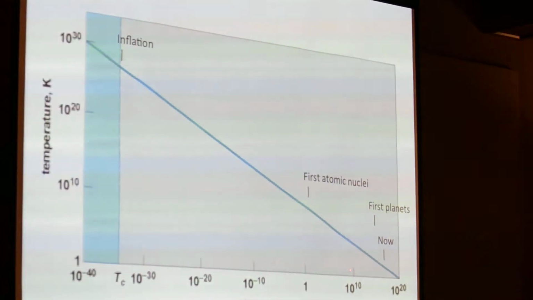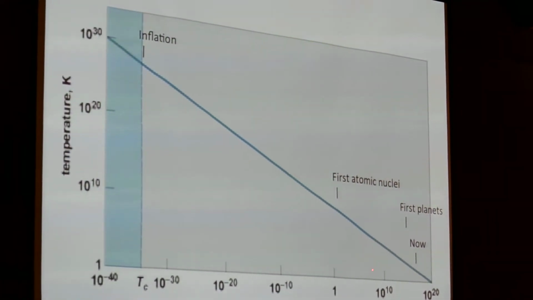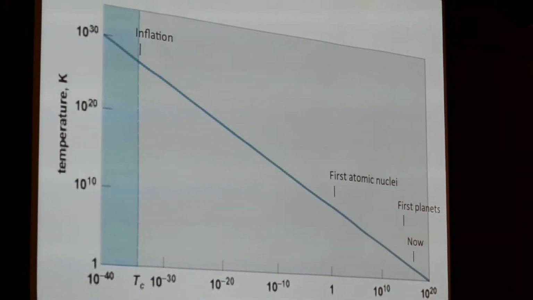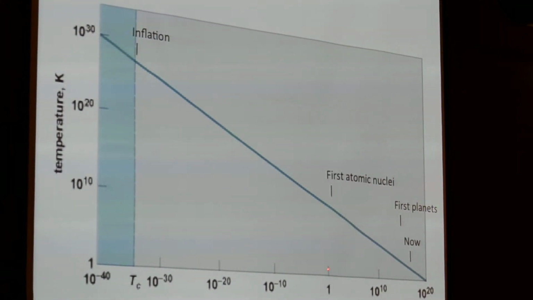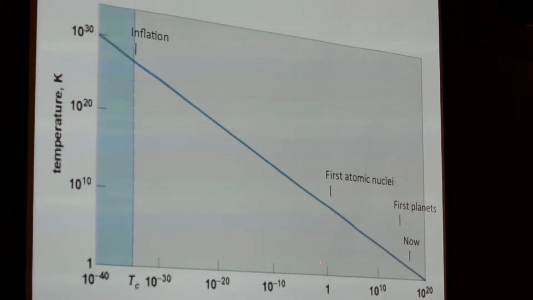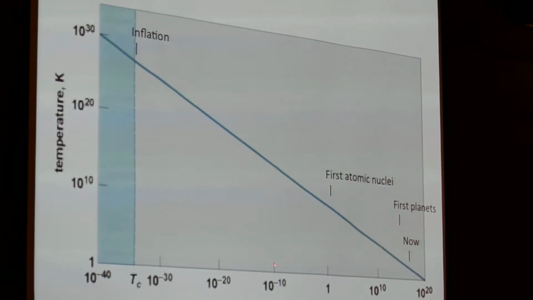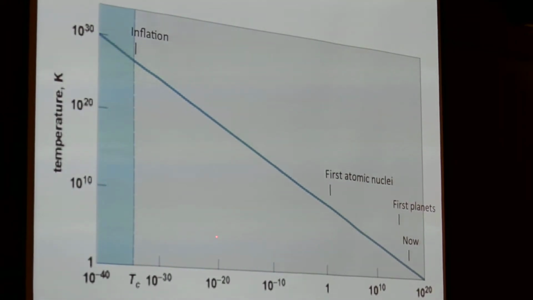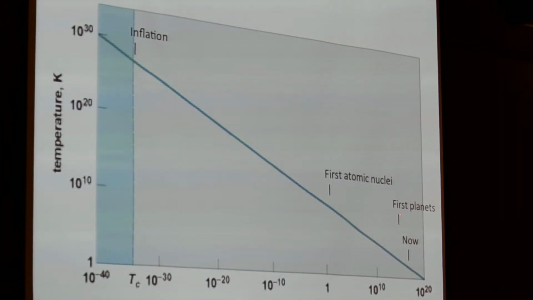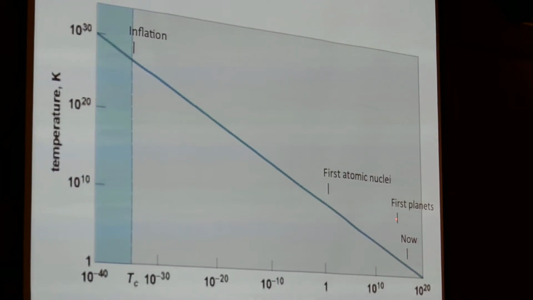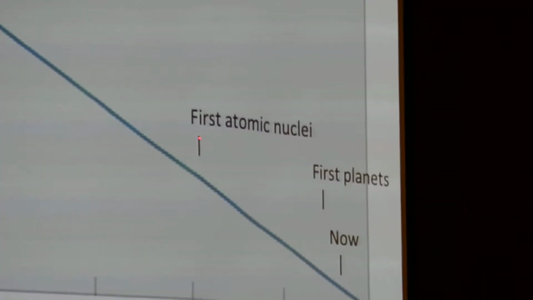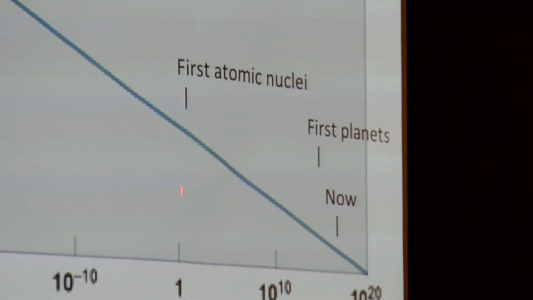This is 10 to the 10th seconds, or about 300 years. Each unit going this way is about 10 billion times a unit before it. Each unit here is 10 billion times smaller. Here we are now, about 14 billion years after the beginning. Here's when the first planets were formed. The first atoms were formed when the universe was about 1 second old.